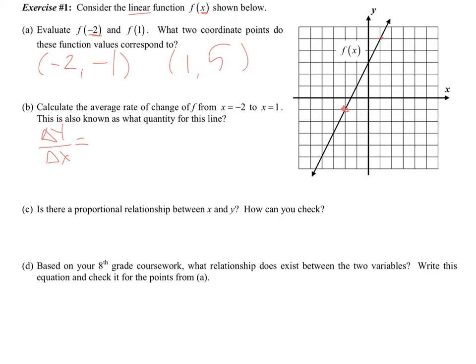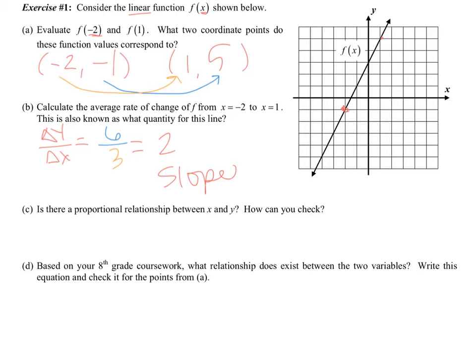Well, the change in y goes from negative 1 to 5. Think about it as a number line. On a number line, you go from negative 1 to 5. You're moving to the right 6 places, so it's a positive 6. And then we do change in x from negative 2 to 1. Again, on a number line, you are moving to the right, so it's positive, and from negative 2 to 1 is 3. 6 divided by 3 is 2. This is also known as the slope of a line.